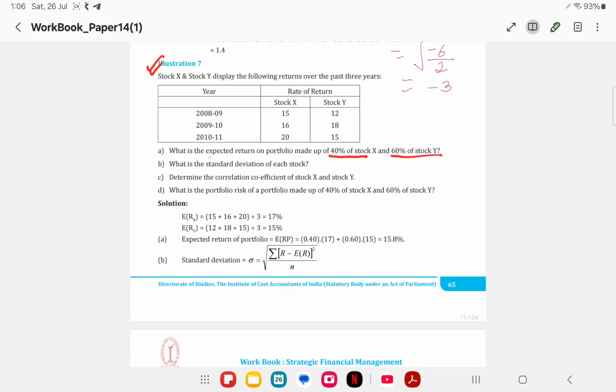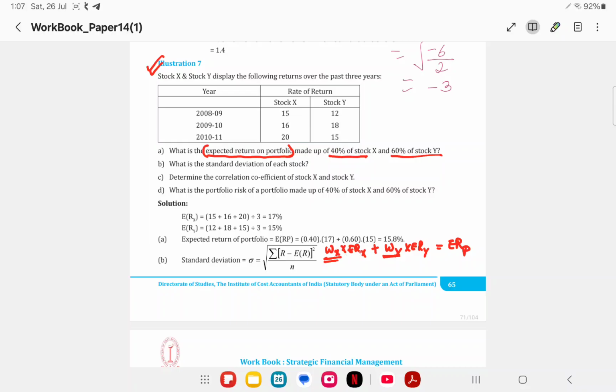So basically you have to calculate the expected return on the portfolio. How to calculate it? It will be the weight of X into the expected return of X, plus the weight of Y into the expected return of Y. The weight of X is given, that is 40%, and the weight of Y is given, which is 60%.